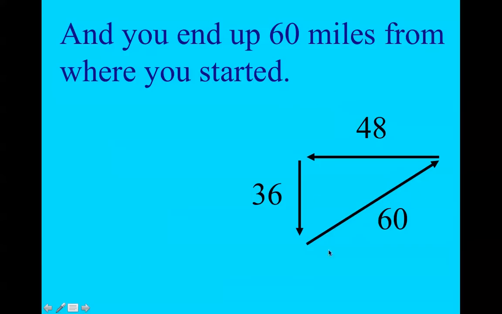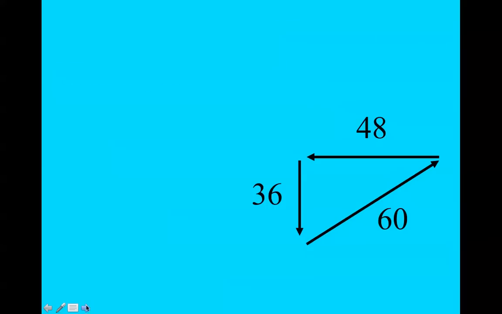And you can see that this actually would have been a faster way to go, instead of going straight across and down, because 60 miles is shorter than 48 plus 36. And you'll always notice that in a right triangle, if you add the legs together, they're going to be bigger than the hypotenuse. If they're not, that means you don't have a right triangle.